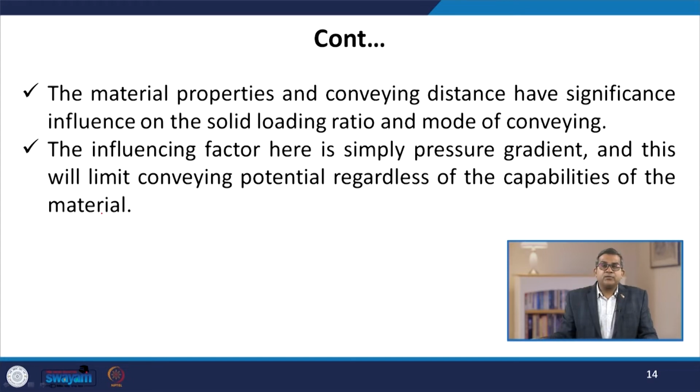The influencing factor here is simply a pressure gradient, because over the period of distance, the pressure gradient is usually established, and this will limit conveying potential regardless of capabilities of the material.